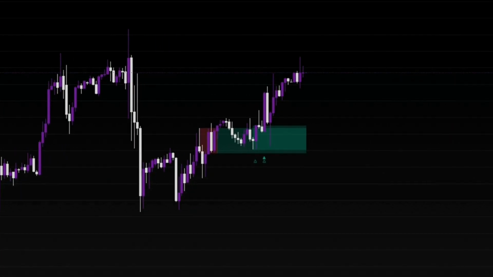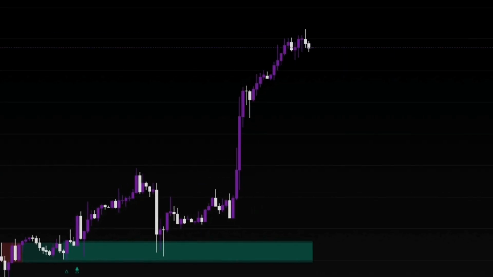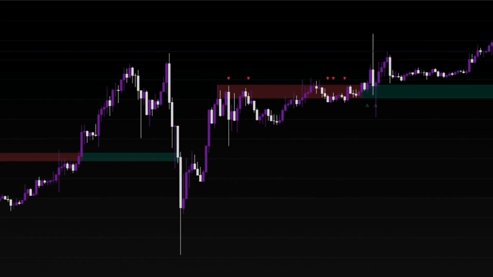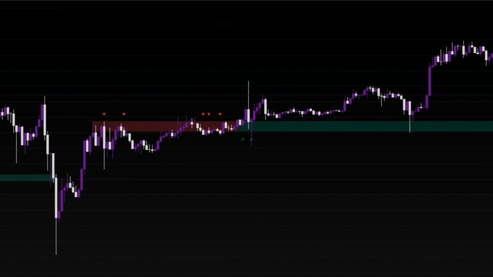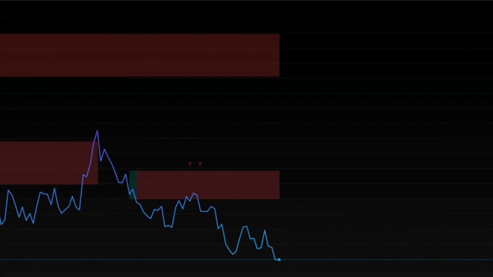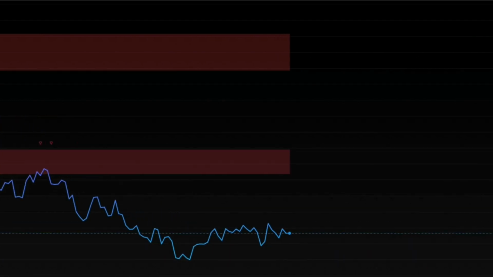What if you could trade breakouts and retests automatically without guessing where the market might return to? In this video, I'm showing you a highly accurate tool that detects swing breakouts and retests in real time. No more drawing boxes manually, and no more guessing structure. This indicator does the heavy lifting for you, and I'll walk you step by step through exactly how to use it and take trades.